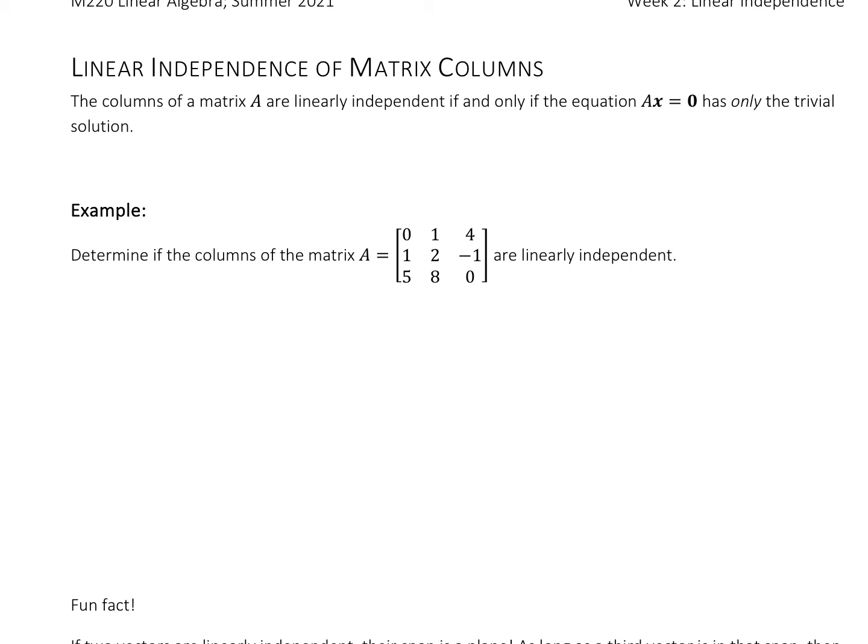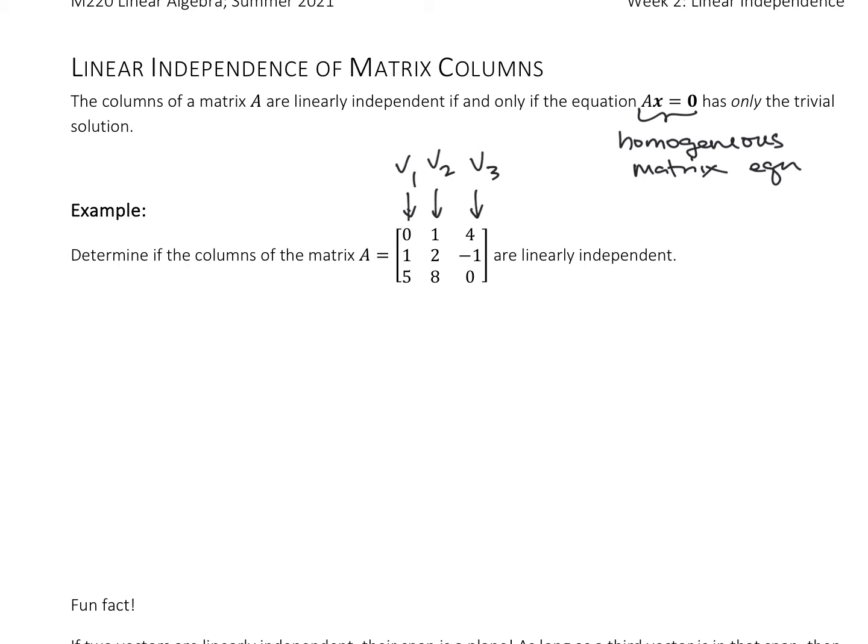We know that if we thought about each of these being a vector, so if this is vector 1, vector 2, vector 3, then we can talk about the linear independence of each of those columns. And those columns are linearly independent, again, if and only if the, notice this is the homogeneous matrix equation, so no longer vectors equation, has only the trivial solution.